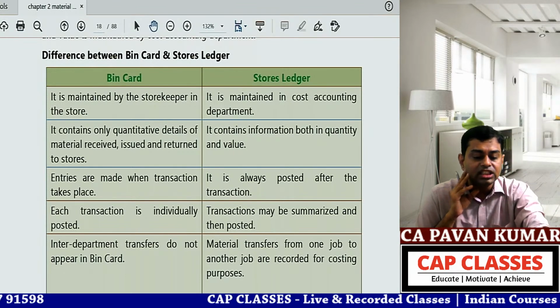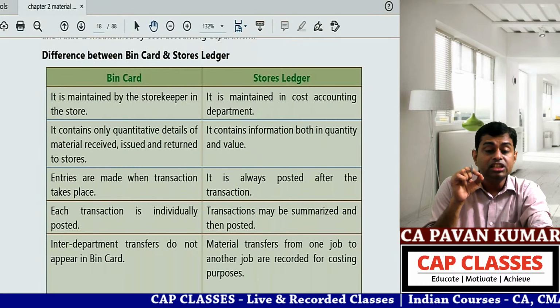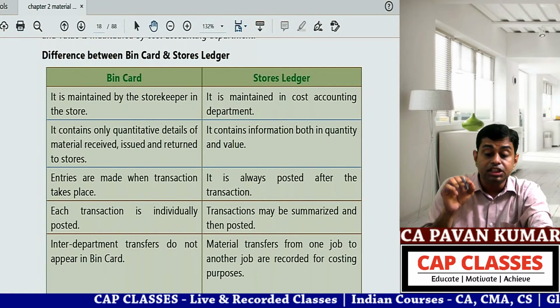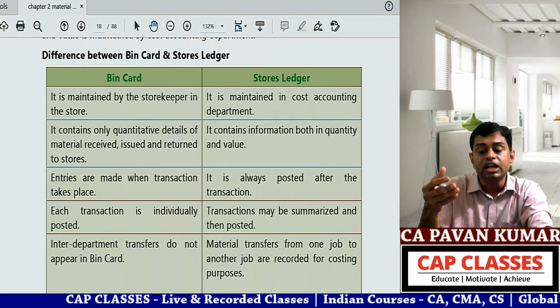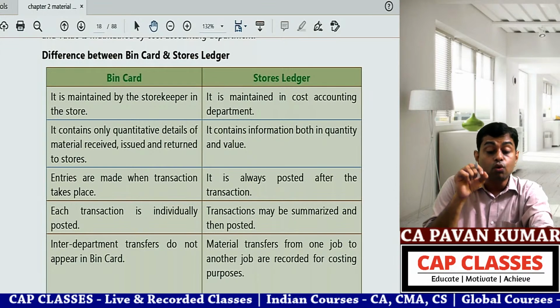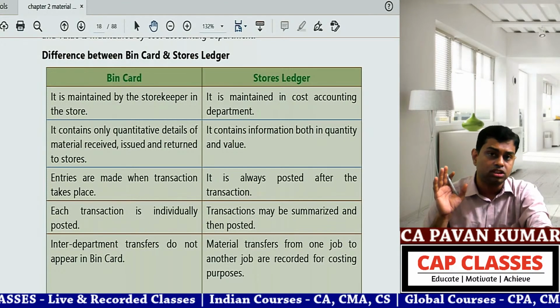So what are the differences between bin card and stores ledger? One, the bin card is maintained by the storekeeper in the store. Then the stores ledger is maintained in the cost accounts department. Two, the bin card contains only quantitative details of material received, issued, returned to stores.